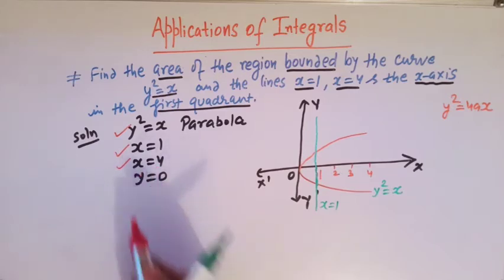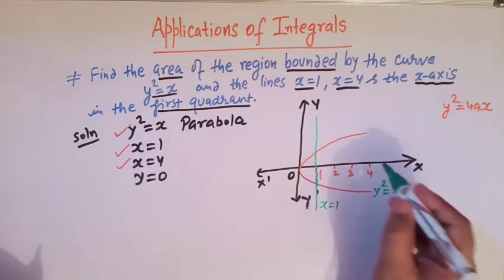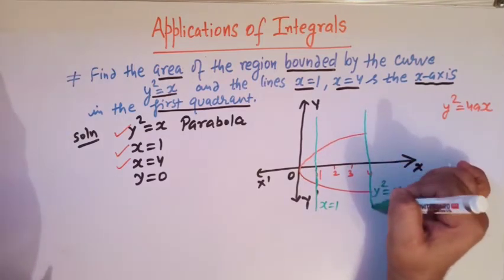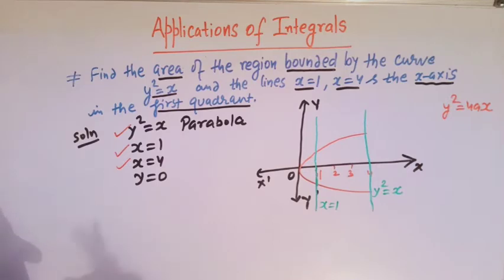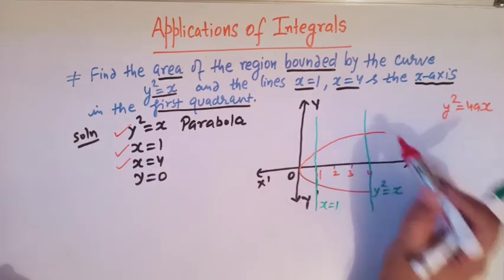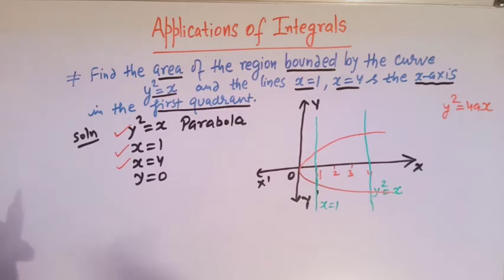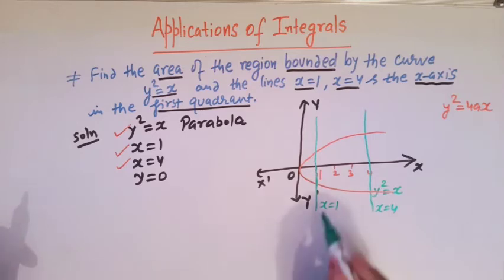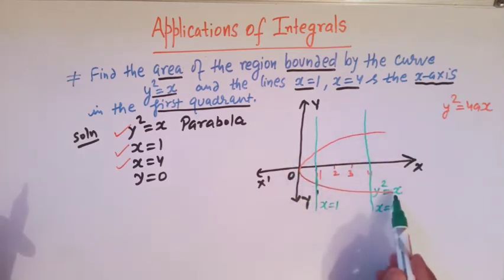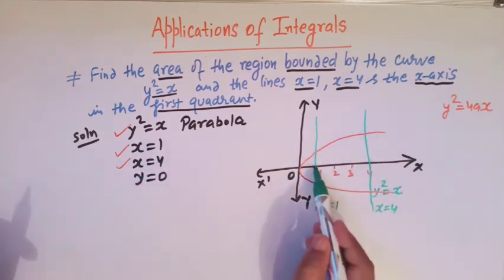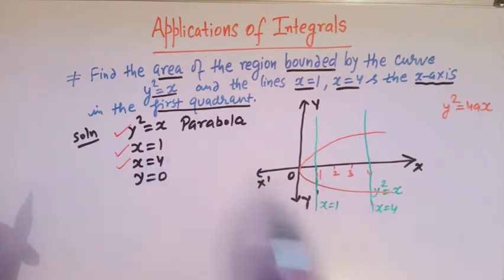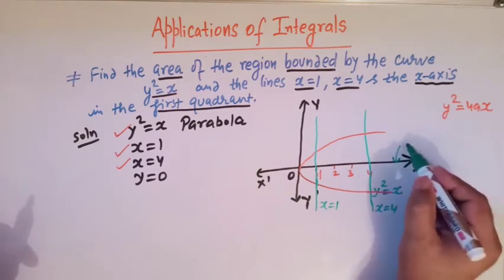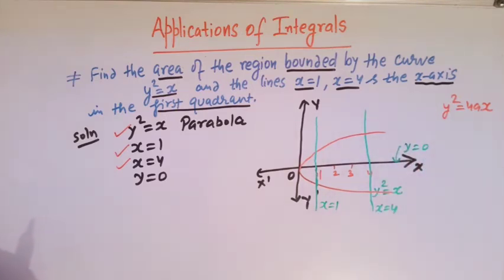Now the second line is x equal to 4. So the line is like this. So here we have, this is x equal to 4, right? Now we have plotted y square is equal to x, x equal to 1 is this line, x equal to 4 is this line, and y is equal to 0 is the x axis, right? So this is y equal to 0.